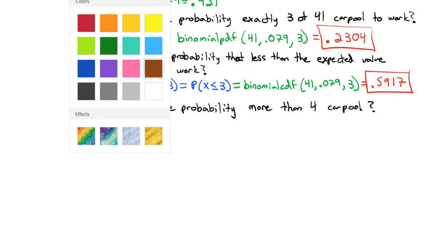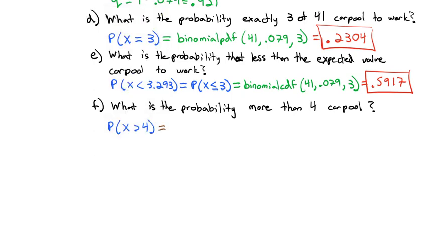Instead, what we're going to do is we're going to use the complement. We're going to find out the probability that we're not talking about and subtract that probability from 1. 1 minus the probability that x is now less than or equal to. And we have to decide what number we're less than or equal to, count everything that's not included with the greater than 4. The greater than 4 does not include the number 4.